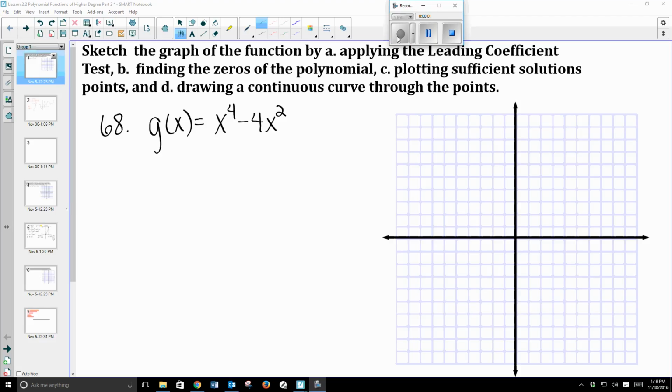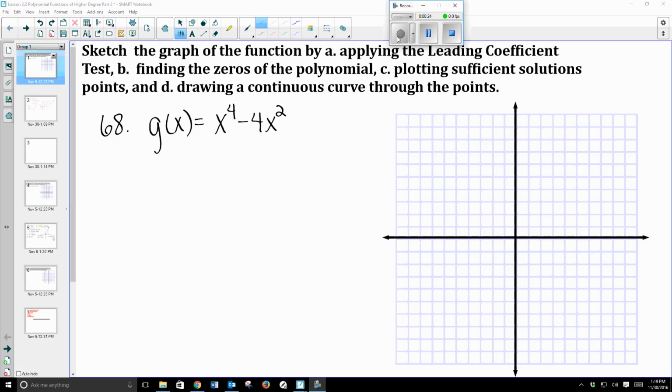Graph the function by applying the leading coefficient test. Find the zeros of the polynomial, plot sufficient solution points, and draw a continuous curve through those points. So first we look and see what the leading coefficient will tell us. Our beginning behavior, our ending behavior. Is it this, this, this, or this?